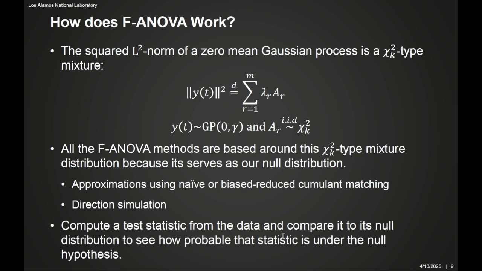When you run an F-ANOVA test, ultimately you'll get this type of null distribution, and then we want to know, how do we actually utilize that null distribution? There are approximations using naive or bias reduced cumulant matching for this, and there are also direct simulations for how we actually calculate this null distribution, this chi-square type mixture. Like most tests, we compute a test statistic from the data and compare it to its null distribution to see how probable that statistic is under the null hypothesis. So that's a two-slide summary of how F-ANOVA actually works.